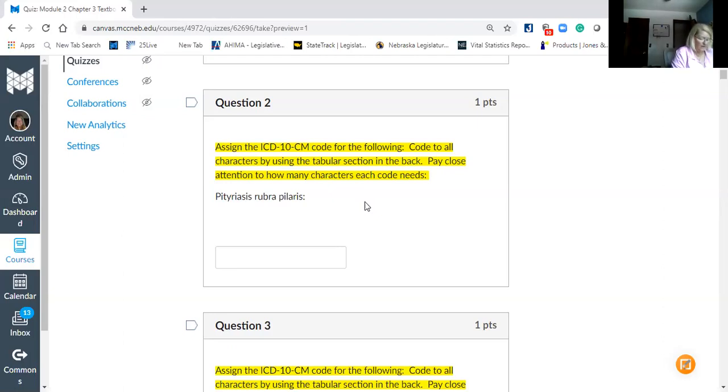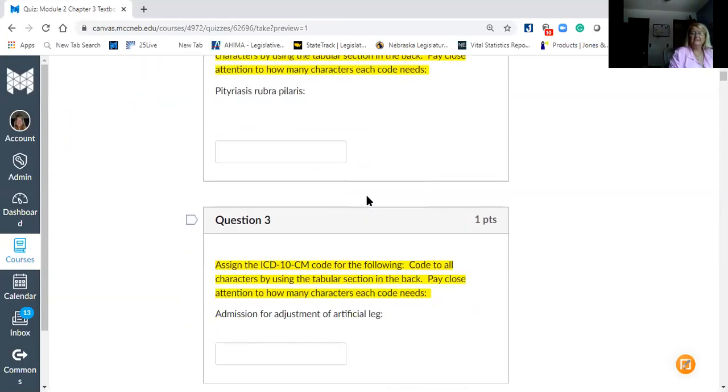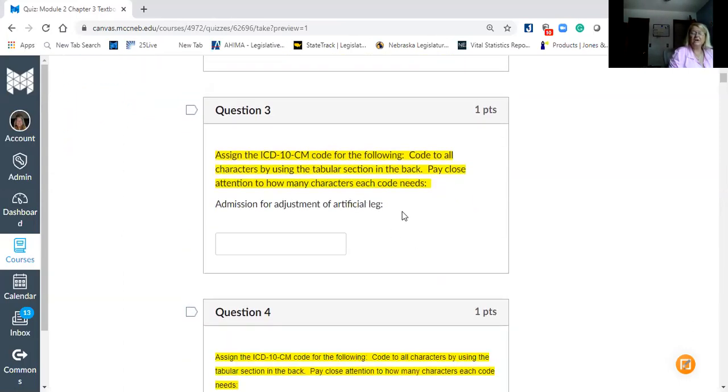Okay, L44.0 is on page 727 in my book. L44 says it's supposed to have 4 characters. It's in the red box with a 4 and a check mark. L44.0 says Pityriasis rubra pilaris. So we are good there. So there's your code. Again, you can stop and start this as much as you want to in order to find what you're looking for if you need more time.